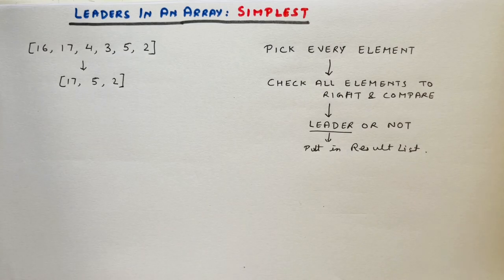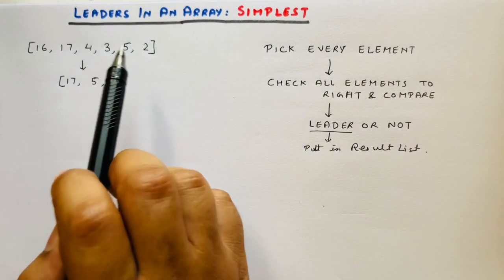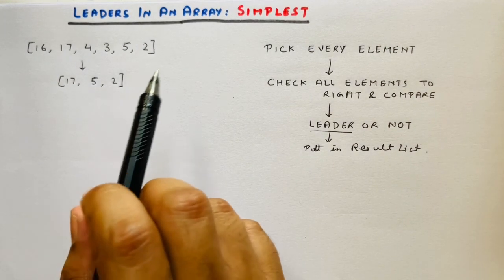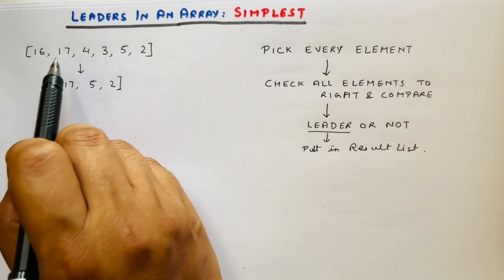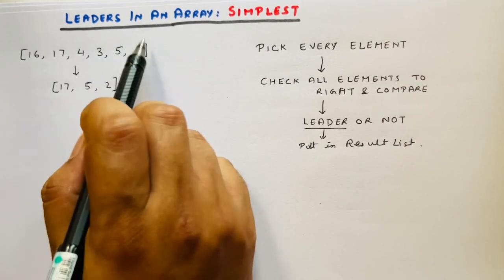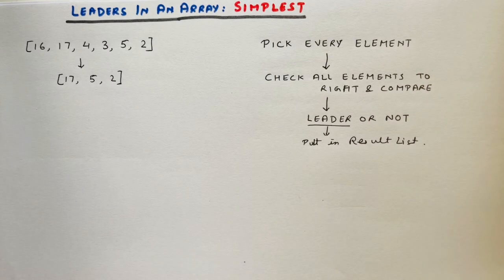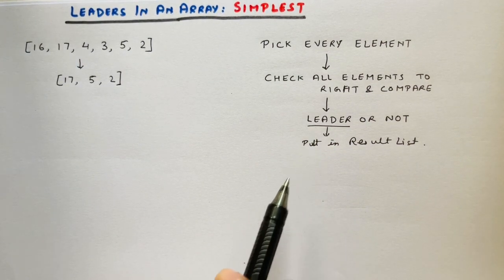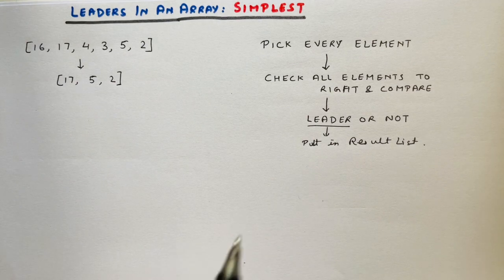To solve it, let's try to think what is the simplest way we can solve this problem. The simplest we can think of is that we pick every element one by one, and for every element that we have picked, we check all the elements to its right. For example, if we have picked 17, we check all the elements to the right. If all the elements to the right are smaller than our current element, then that element is the leader, so we put that element in our result list. And if this condition is not met, we do not put it in the result list.